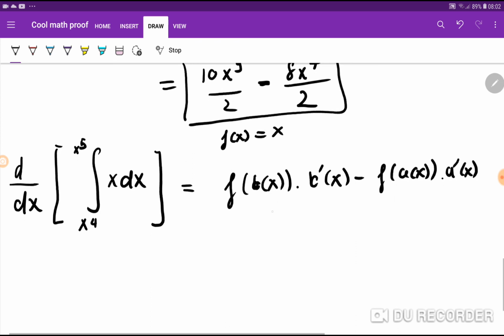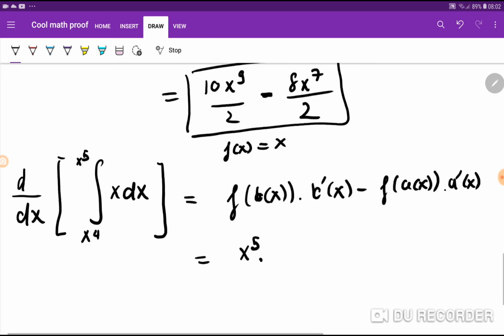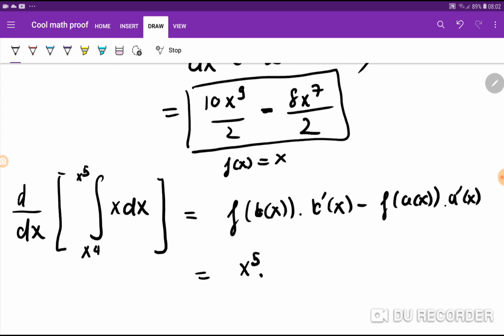So in this case, what is f of b of x? F of b of x is f of x to the power 5, which is x to the power 5, okay? Okay, b prime of x. What is b prime of x? b of x is x to the power 5 and taking the derivative is 5x to the power 4, right? Similarly, f of a of x is x to the power 4.